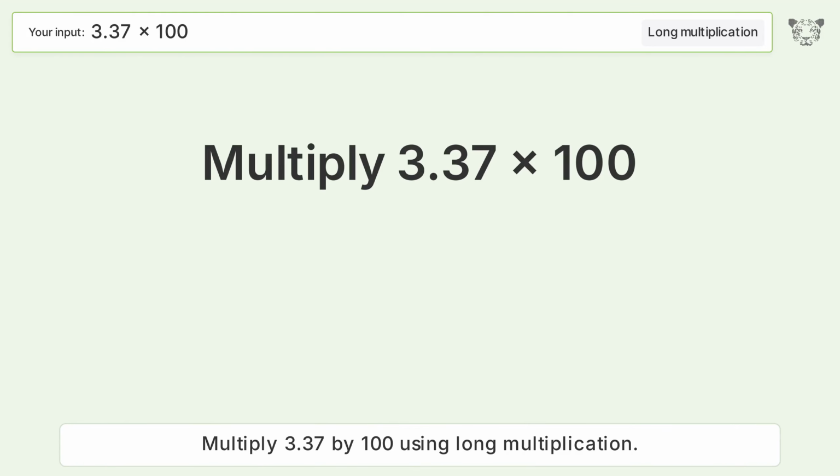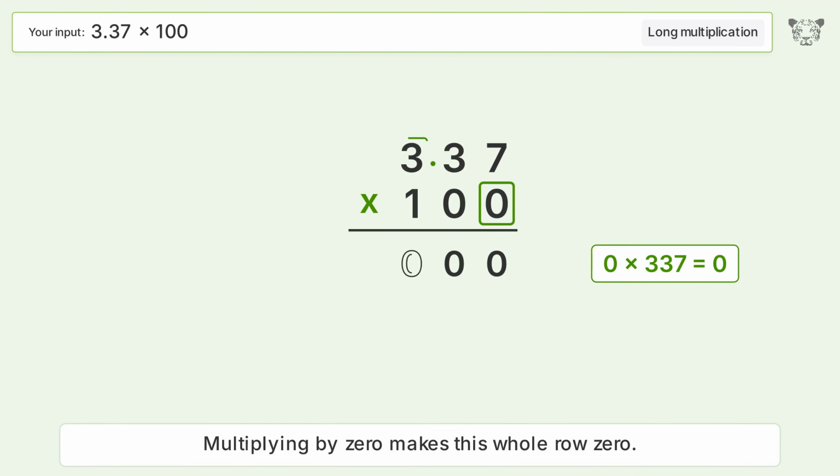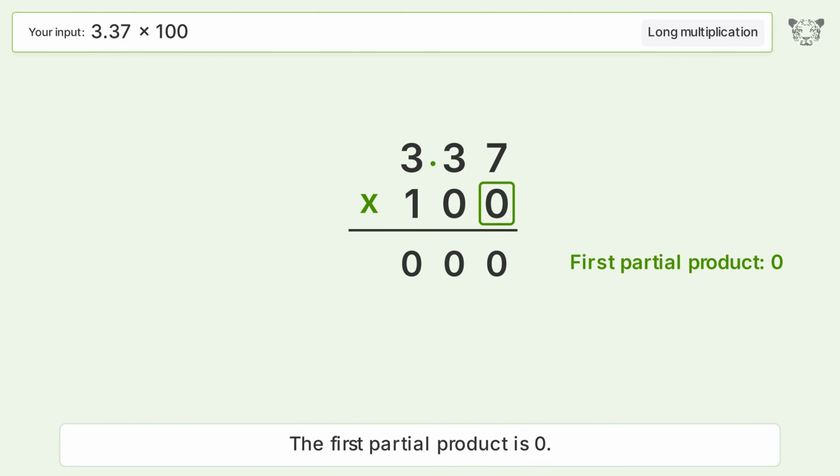Multiply 3.37 by 100 using long multiplication. Start with the ones digit, 0. Multiplying by 0 makes this whole row 0. The first partial product is 0.